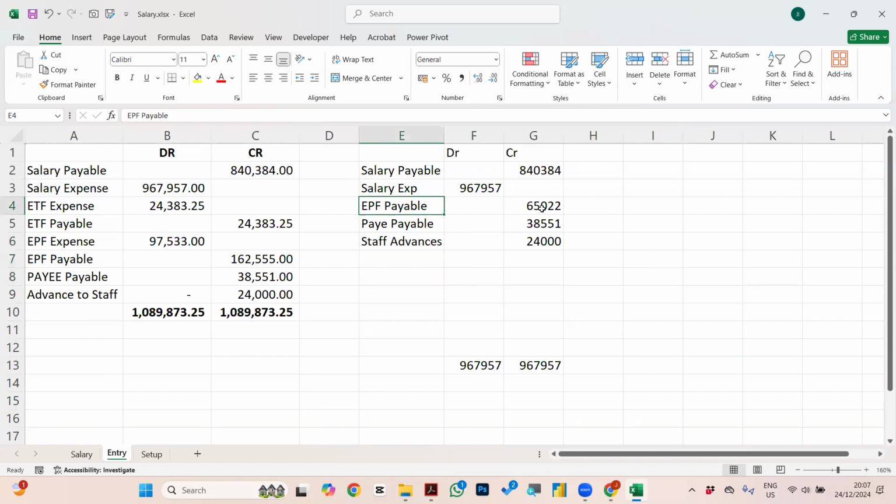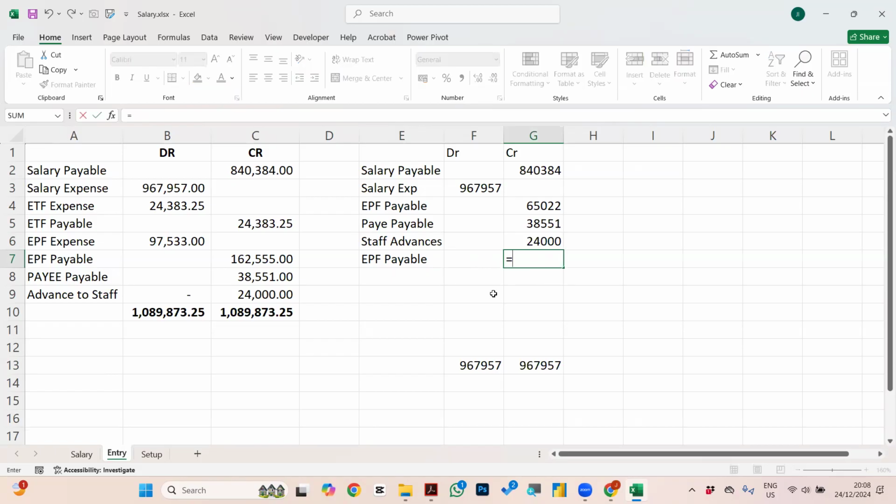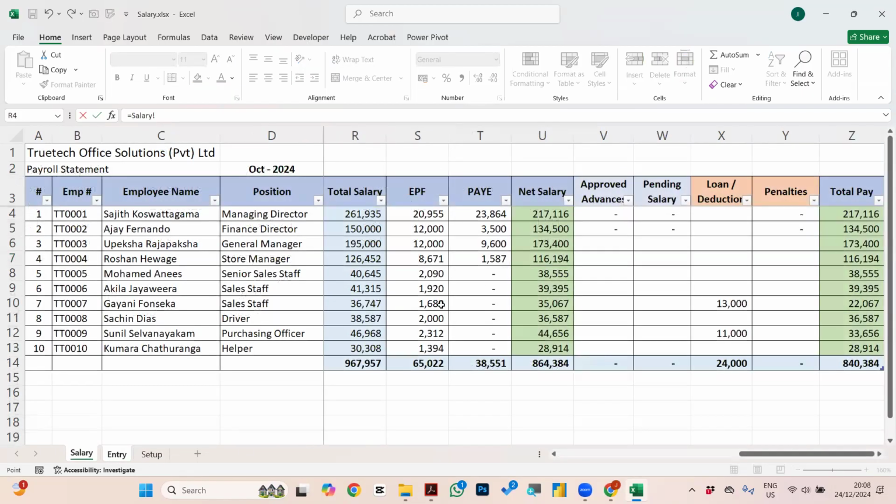When it comes to EPF, we have deducted 8% from the employees. We also have to contribute another percentage. You see here, we have calculated another percentage. Now, if the 8% is 65,000, we can calculate our part. So in this case, EPF payable is going to increase again because we have to pay them. So that's going to be, now I'm going to say equals.